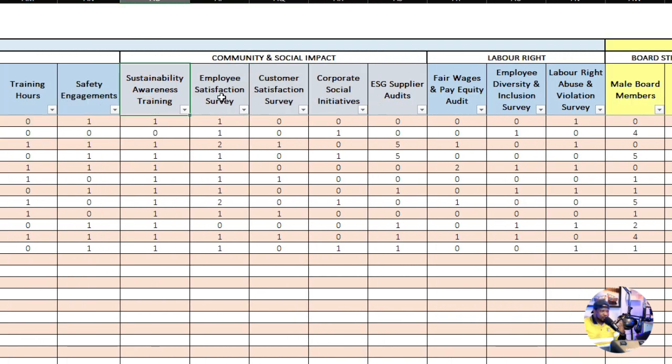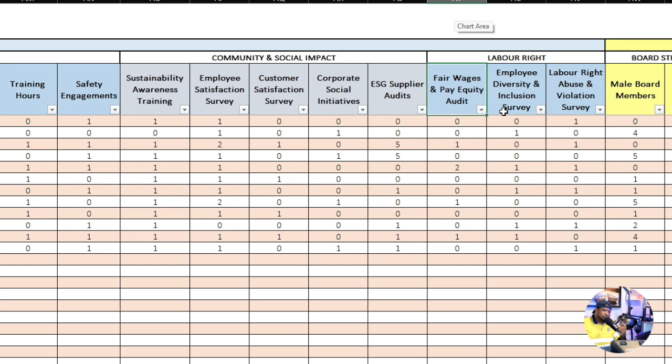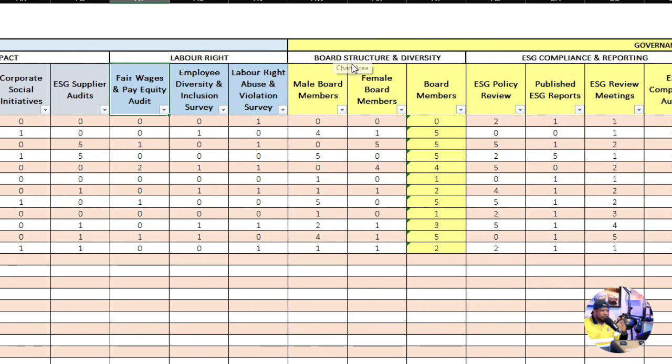And we come to community and social impact. So sustainability awareness, employee satisfaction survey, customer satisfaction survey, corporate social initiatives, and ESG supplier audits. And then we look at the labor rights, fair wage and pay equity audit, employee diversity and inclusion survey, labor rights abuse and violation survey. So these are some of the surveys that you can take to ascertain how you are impacting on labor rights, whether there are some labor rights violations or whatever, which employees would have to complain about. So you do a survey, you're counting all of them as one activity, which you're going to log into this template.